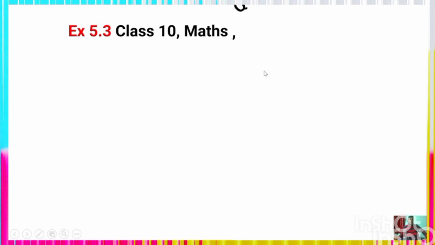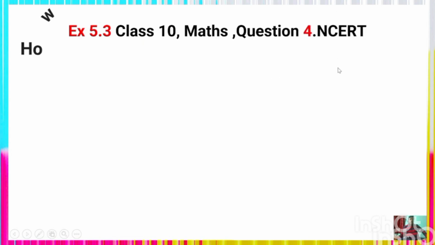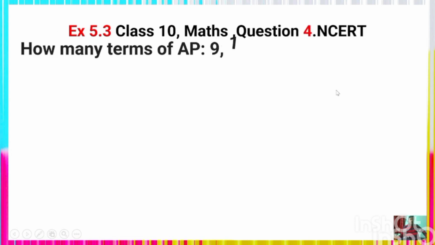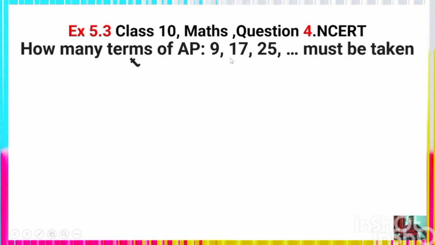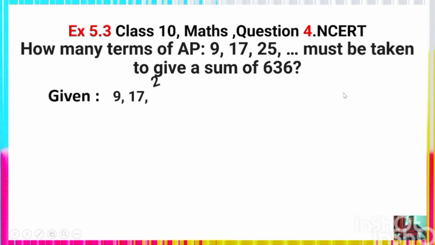Look at the problem here. Exercise 5.3, Class 10 mathematics, question number 4, NCERT book. How many terms of the AP 9, 17, 25 must be taken to give a sum of 636? Here is the solution for you.